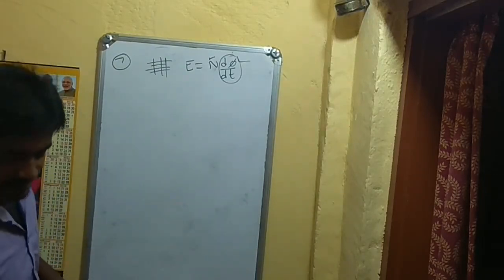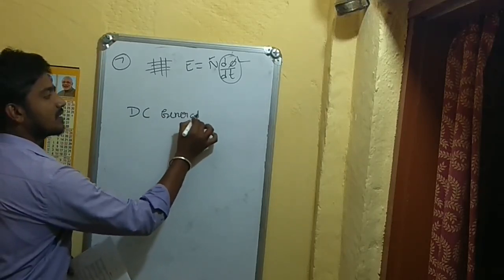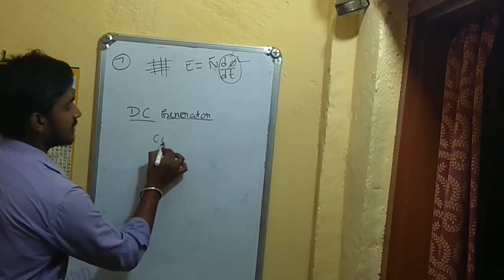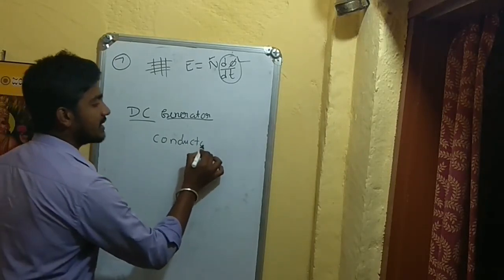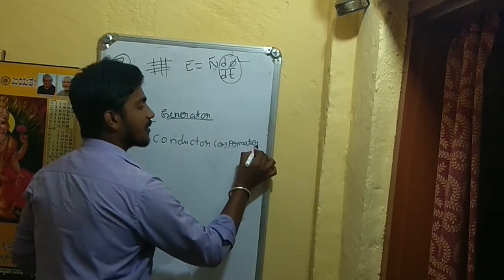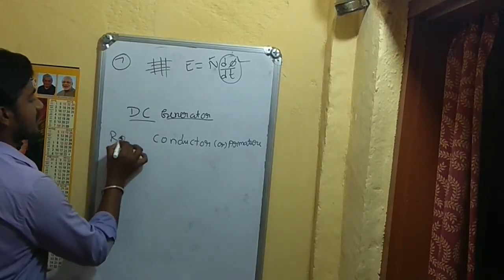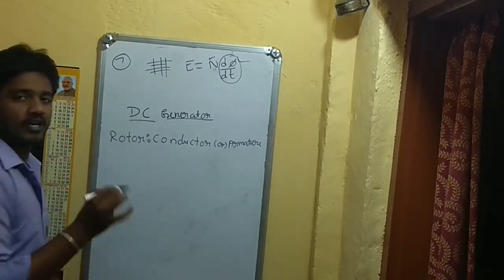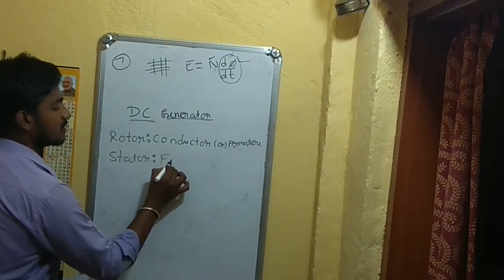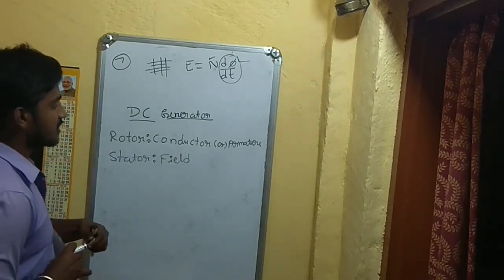In case of a DC generator, the conductor is rotating, meaning the conductor or armature. Conductor is nothing but the armature. In case of a DC generator, the armature is rotating. Rotor will be the conductor. Rotor means it is a rotating part. Stator will be the field. Remember, the field here will be stationary.